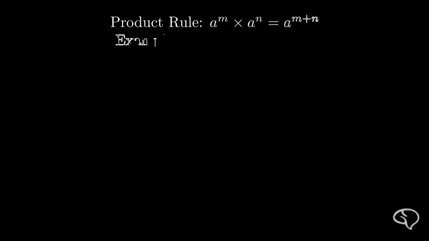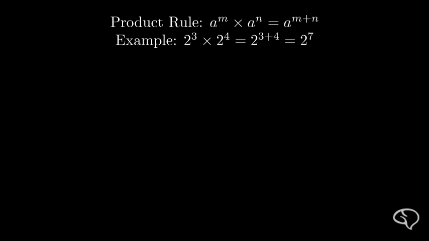Now, let's quickly review a couple of key rules. First, the product rule. The product rule states that when you multiply two powers with the same base, you add the exponents. For example, 2 to the power of 3 times 2 to the power of 4 is 2 to the power of 3 plus 4, which is 2 to the power of 7.